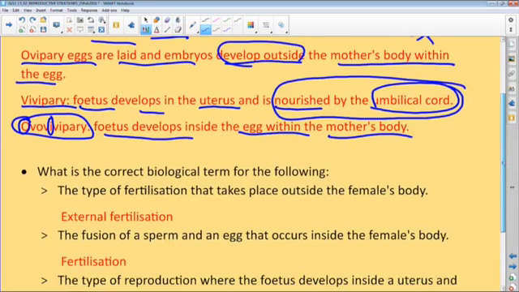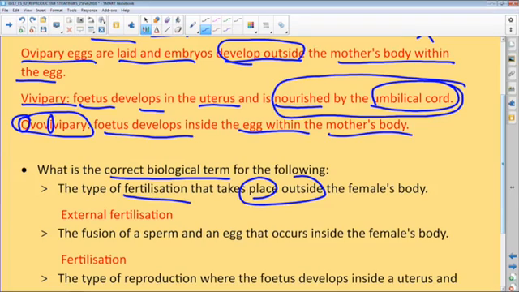Next one. What is the correct biological term for the following? Can you remember I said that? What is the type of fertilization that takes place outside of the body? Okay, should I say the female's body? And that is external fertilization. Cool, huh? Next one. The fusion of sperm and egg that occurs inside the female's body, it is fertilization.